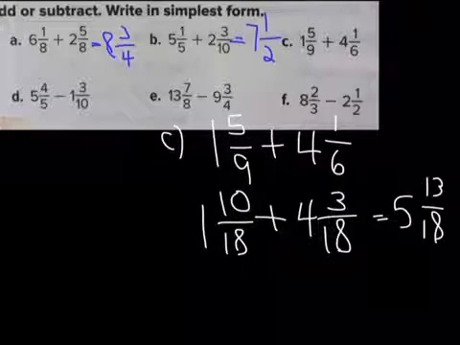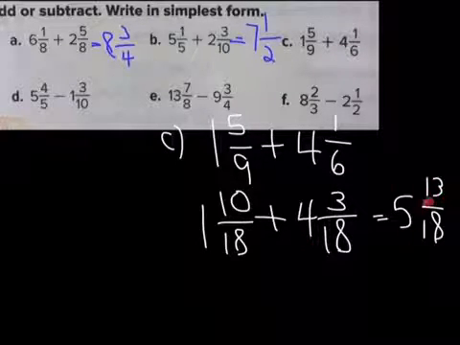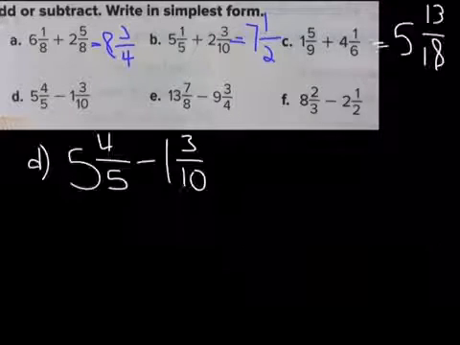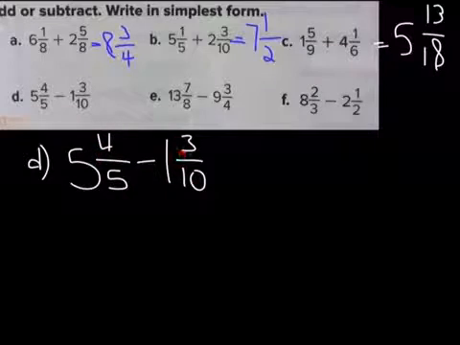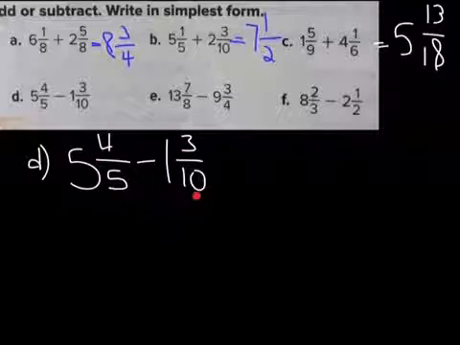And now I can go ahead and add. 10 plus 3 is 13, and 1 plus 4 is 5, so 5, 13, 18. You cannot simplify because 13 is a prime number. Okay, let's see what we have here. We have 5 4/5 minus 1 3/10. The common denominator here is going to be 10, multiples of 10, 5, 10, or just 10.